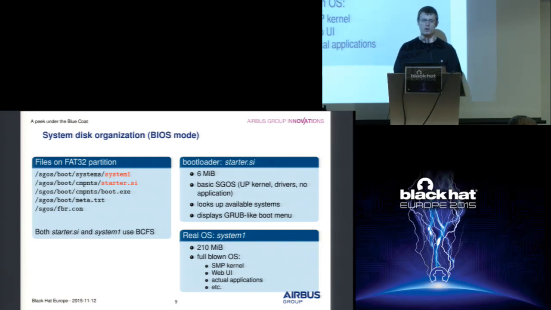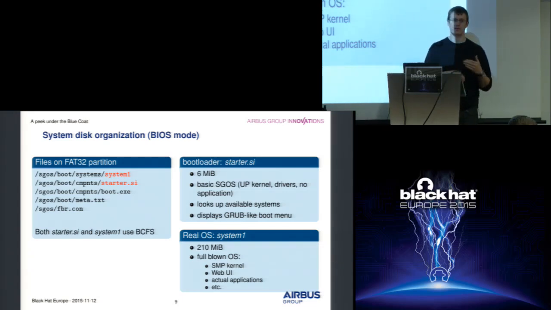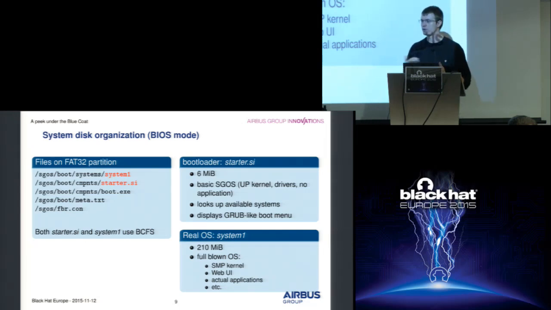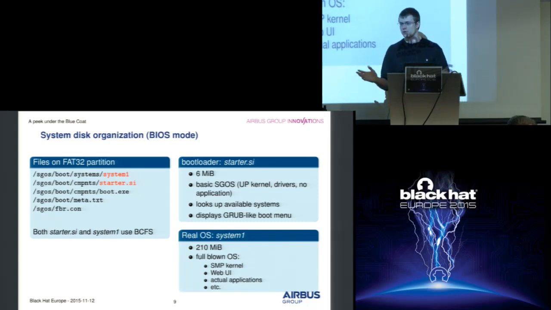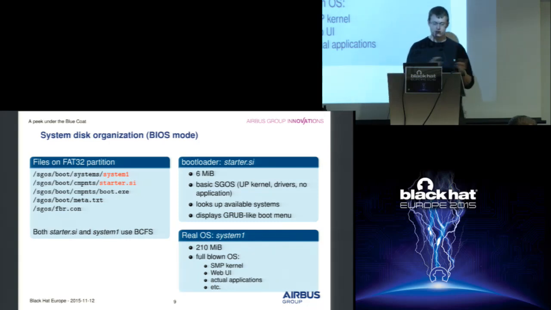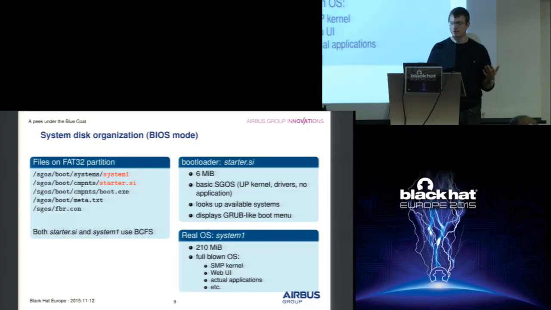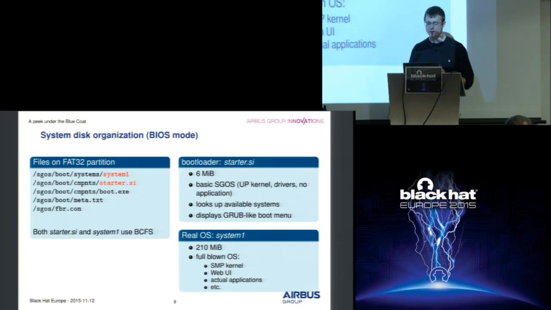Its goal is just to look up on the disk for the available systems that you can boot, and then it displays a GRUB-like boot menu where you can choose which version of the OS you want to start. Once you select it, or just let the default start, it boots one of the systems. By default, you only have one, which is system1, the real operating system, a file over 200 megabytes which contains everything: the multiprocessor kernel, the UI, the applications, everything.